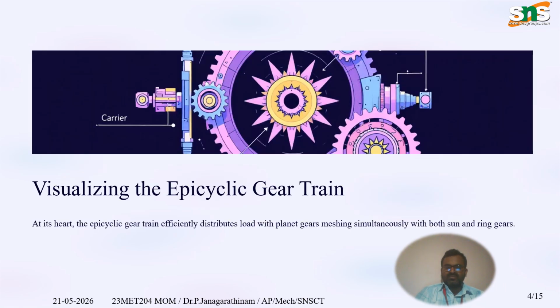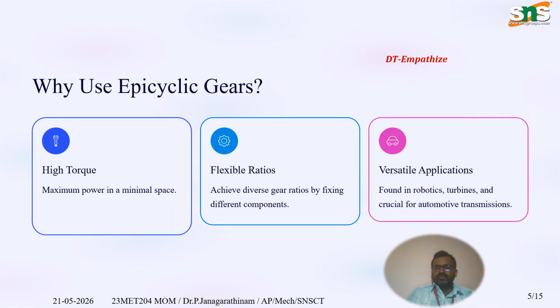Next, visualizing the epicyclic gear train. This is the gear train. Here, this is the sun gear. Based on this gear, the planet gear will rotate around 360 degrees. The epicyclic gear train efficiently distributes the load, with the planet gears meshing simultaneously with both the sun and ring gears.